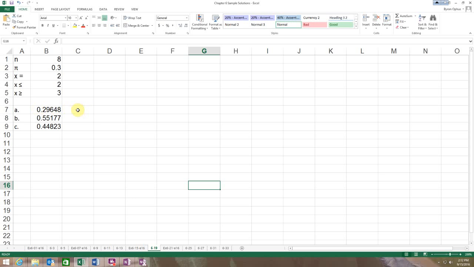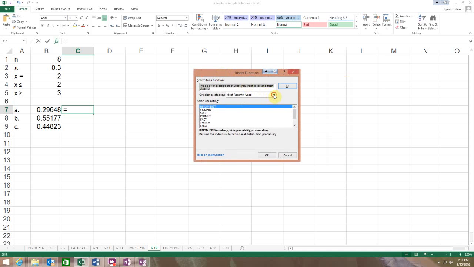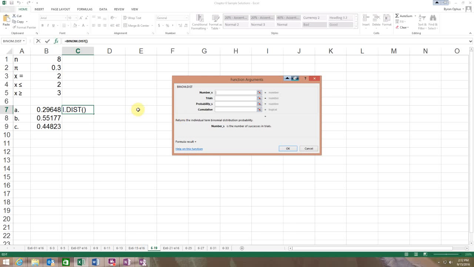Well, how can I do that? I'm going to do it over here because this one gets to be a little bit complicated. I want to make sure I come up with the same answer, so I'll go to insert function and go to statistical. You don't have to scroll down very far and you see BINOM.DIST. It returns the individual term binomial distribution probability. That's what we want. You've got to read these instructions as you go through this, otherwise it gets to be, for me anyhow, a little bit difficult.